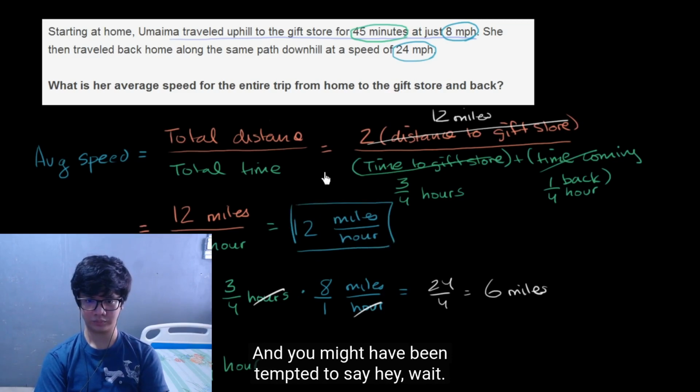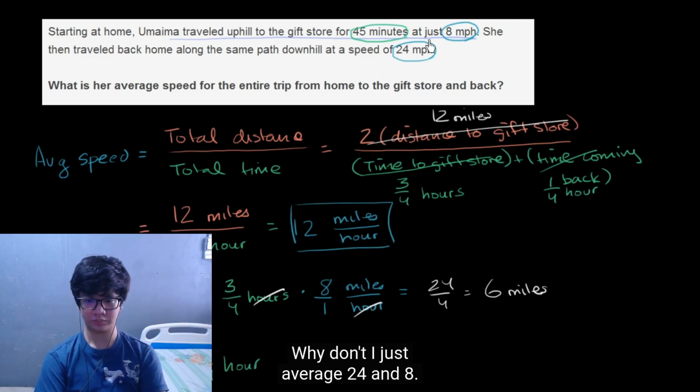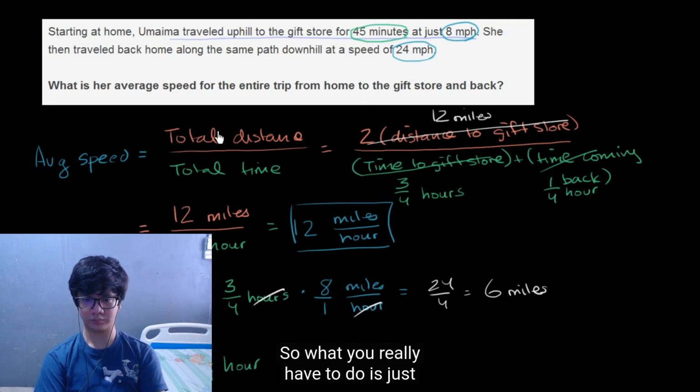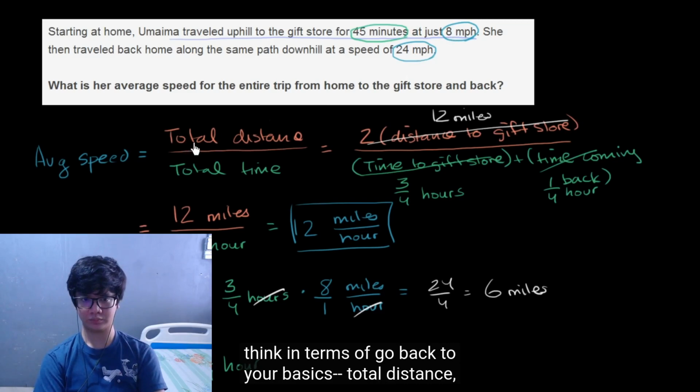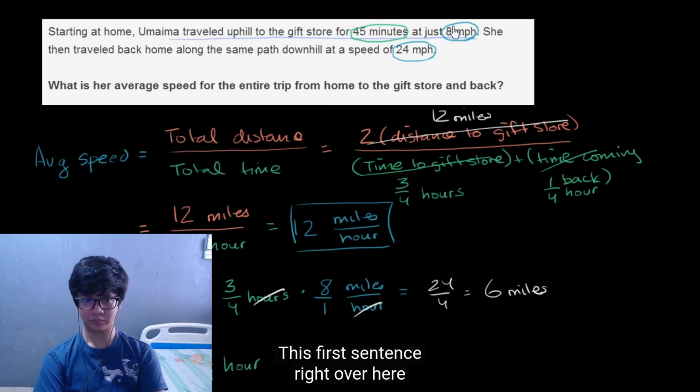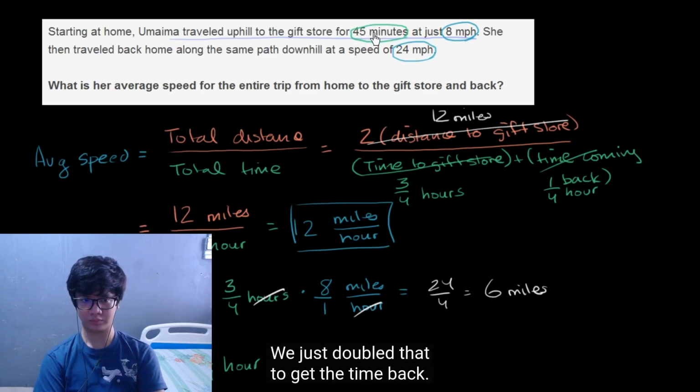And you might have been tempted to say, hey, wait, why don't I just average 24 and 8? But that wouldn't have been right because she's traveling those for different amounts of time. So what you really have to do is go back to your basics, total distance, total time. Figure out the total distance. This first sentence right over here gives us half of the total distance, the time to the store. We just double that to get the time back.